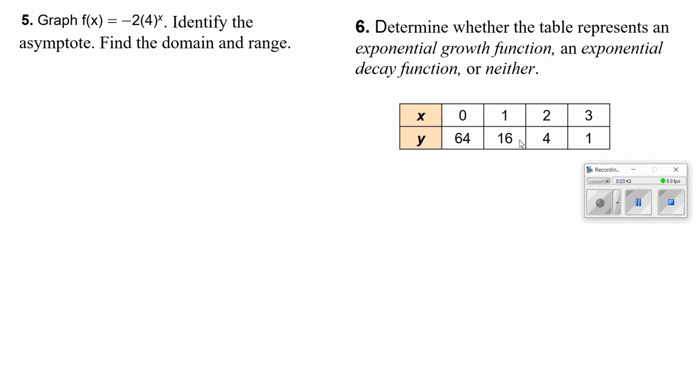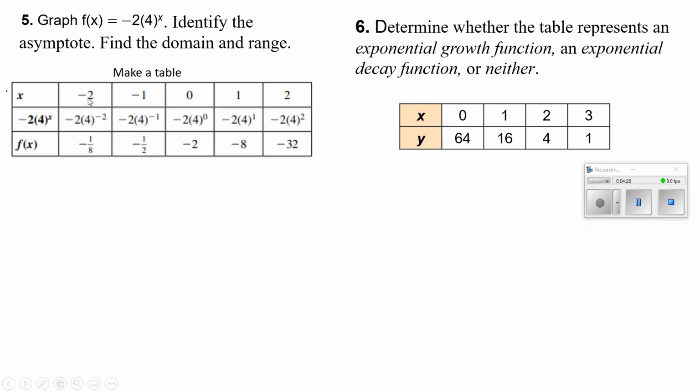Number 5 says that I'm going to identify the asymptote and find the domain and range. When I'm graphing f of x equals -2 times 4 to the x power, I have to remember the parent function is 4 to the x power, right? So since we have a negative sign here, we know there's going to be a reflection. And since we have a 2 here, it's bigger than 1, so that's going to be a stretch. And since this number is bigger than 1, I know it's going to be a line from the x going outward. Since this is a negative sign, it's going to be going downward, okay?